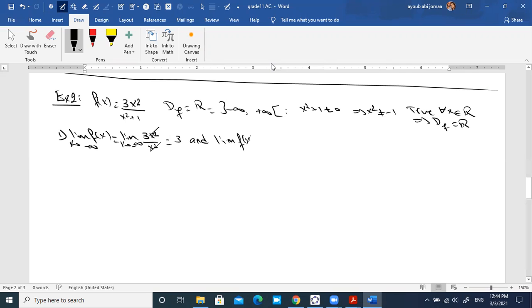And limit of f of x as x approaches positive infinity, the same idea. I'm not going to repeat. 3x squared over x squared, which is equal to 3. We can deduce that the straight line of equation y is equal to 3 is a horizontal asymptote.